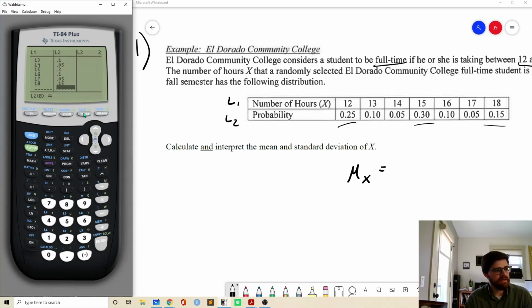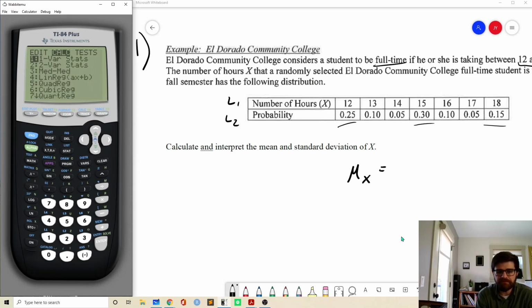Okie dokie. So I've got my data in the calculator, right? Outcome values in list 1, probabilities in list 2. So now we're going to go over to our 1-Var Stats, right? Even though we're working with more complicated random variables, we still want really basic one variable statistics, the mean and the standard deviation. So my 1-Var Stats, L1 is going to be my list, L2 is going to be my frequency list, right? Probabilities, or how frequently each of these things occur.